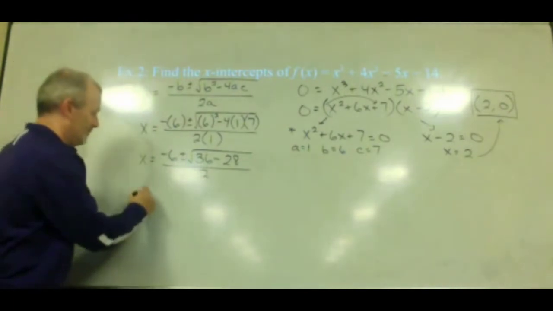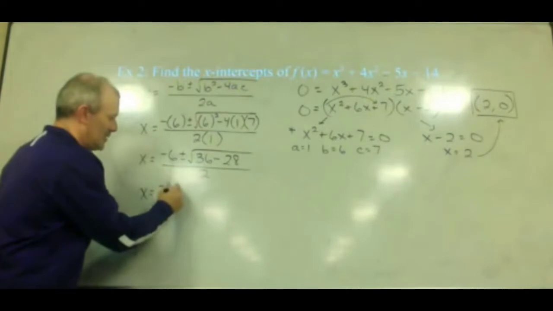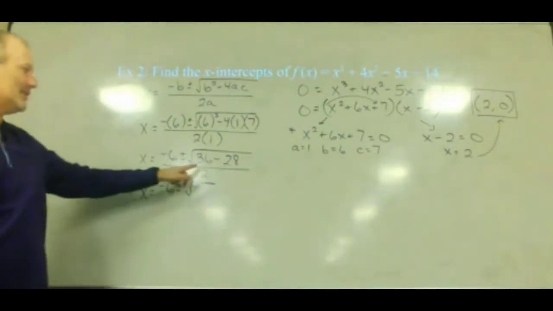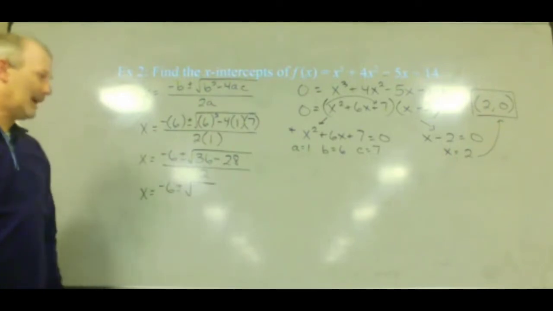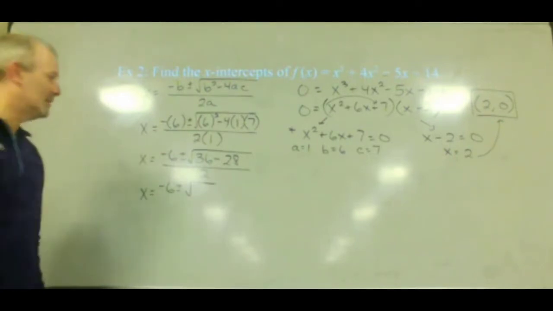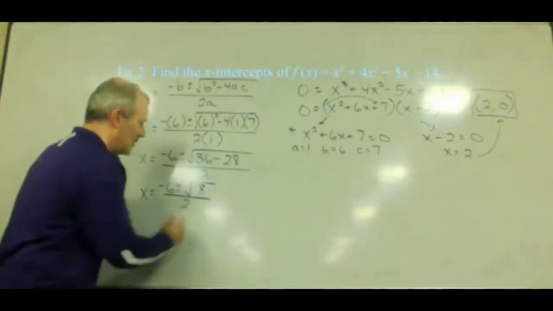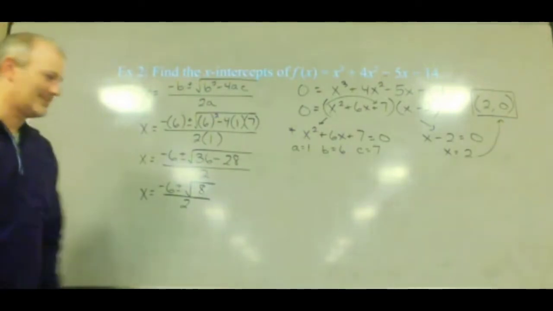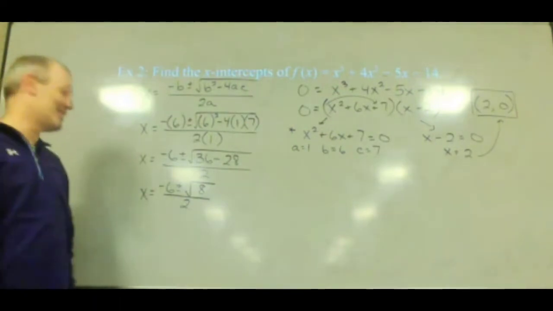Okay. So negative 6 plus or minus. So we keep working inside of our radical. What is 36 minus 28? 8. And then we still have the 2 on the bottom. Okay. Now, it's not 12. Sorry. I know how you got 12, but it's not 12.